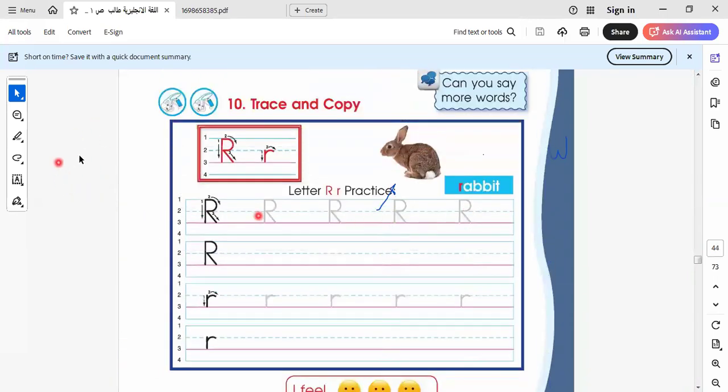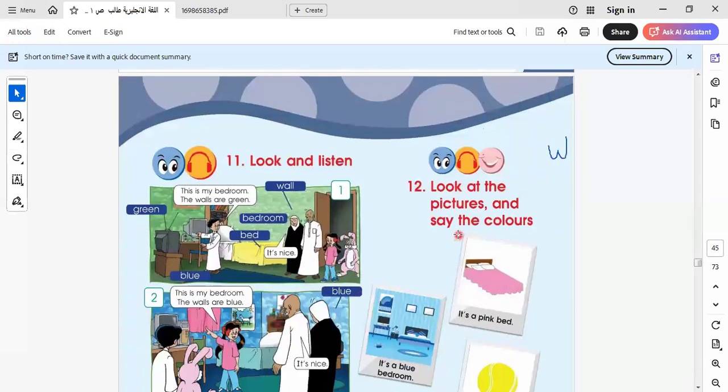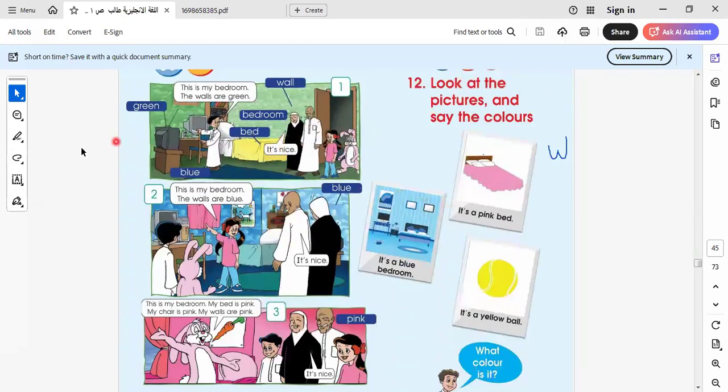Here we have, this is called what? This is called rabbit. Here is rabbit. Let's continue the rest of the unit. Here we say, look at the pictures and say the color. So here we have pictures and we have colors, and in this part we learn the colors.